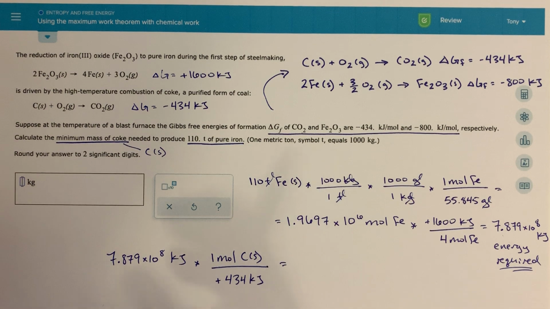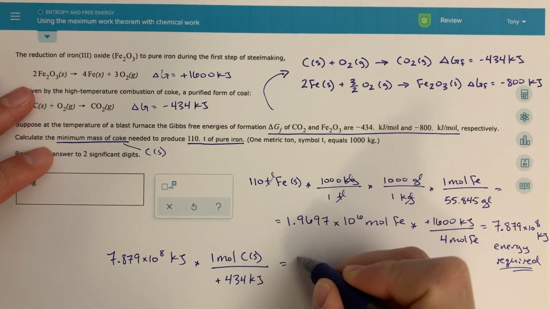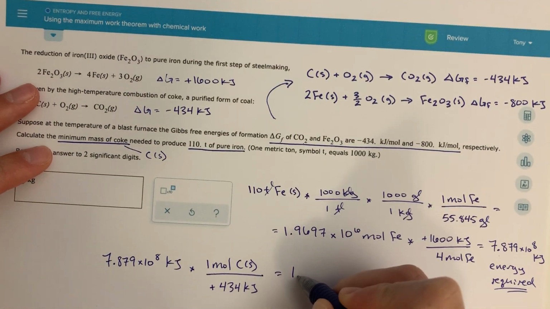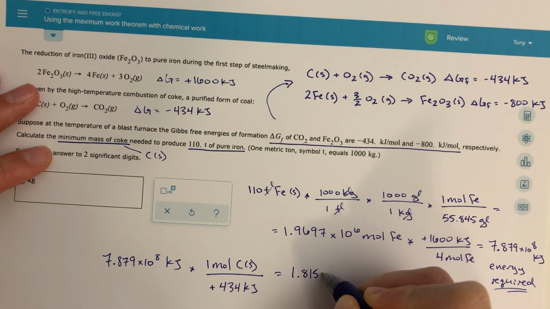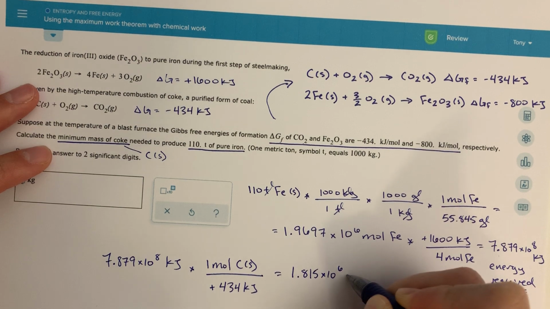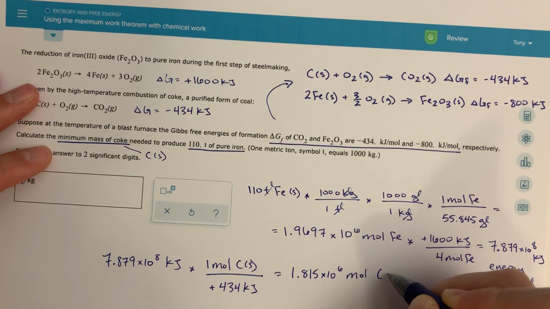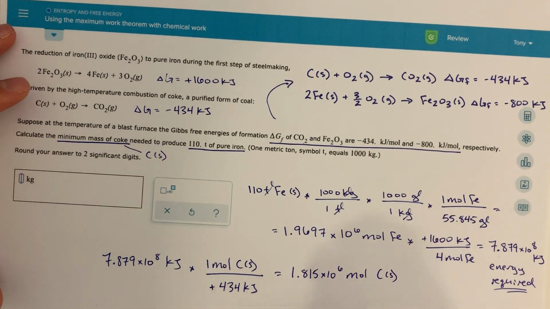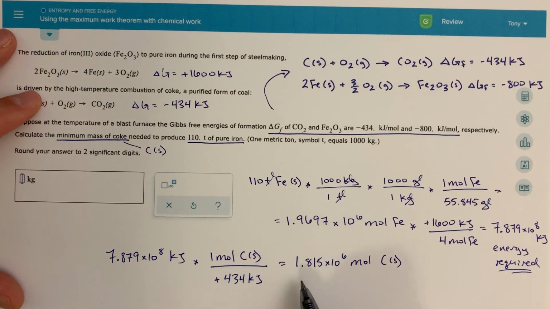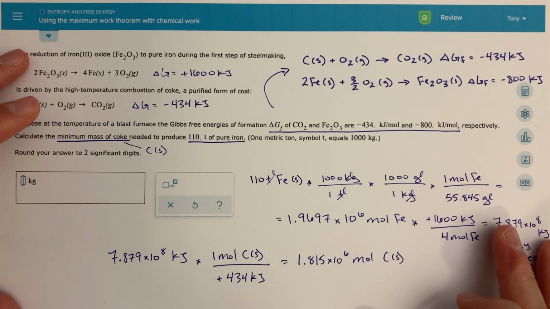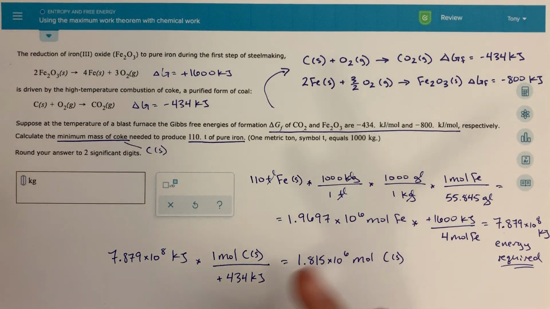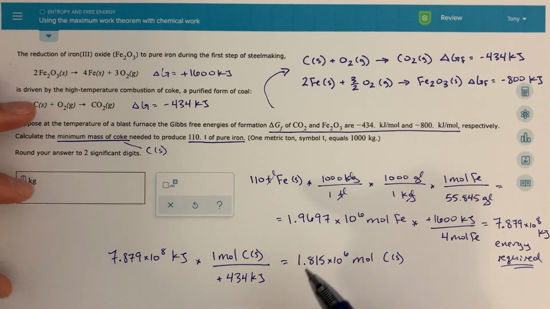Basically all it's saying is what we're looking for is the number of moles that are required. So when we do this calculation, that's going to be 1.815 times 10 to the 6th moles of carbon or coke. And again, if you had left this as a negative and then you do this calculation and you get a negative number of moles, just try to understand what that represents or why you would get a negative value there.